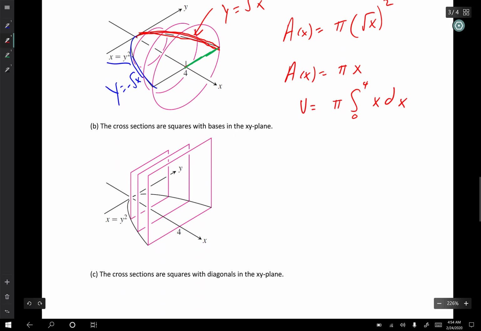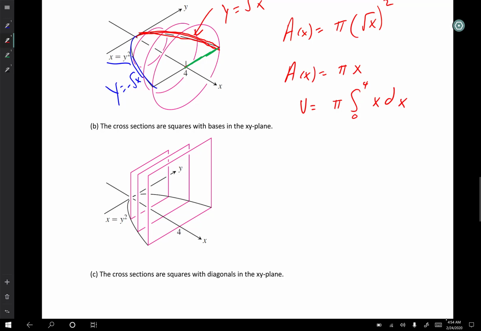Okay, the cross sections are squares with the bases in the xy plane. Now, I did do this one already, to give you guys a visual of how it looks. But because I'm running short on time, guys, I'll talk about this on Wednesday when I see you, because tomorrow you have a seminar exam.